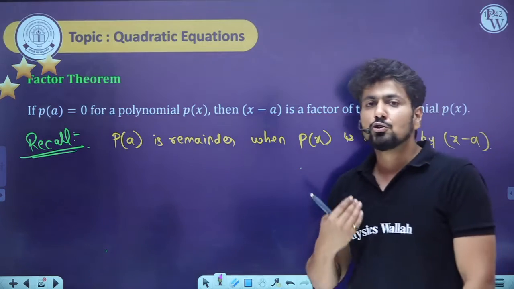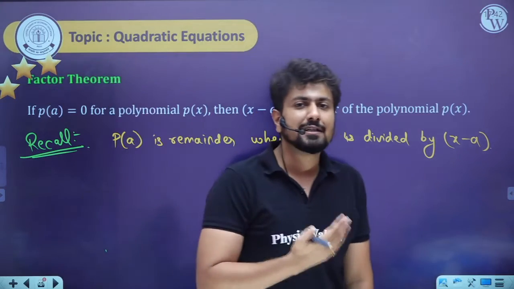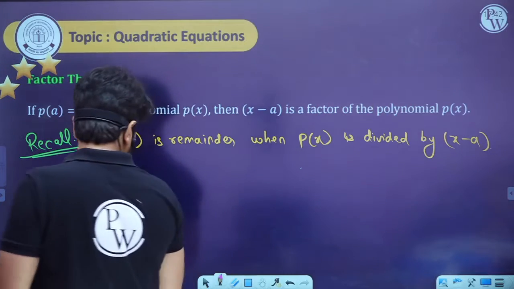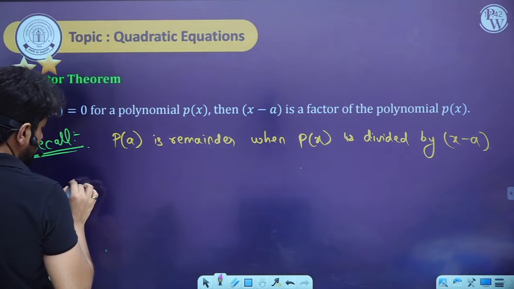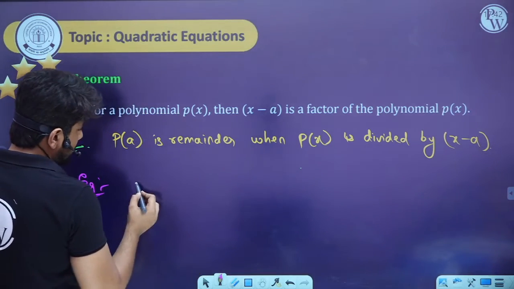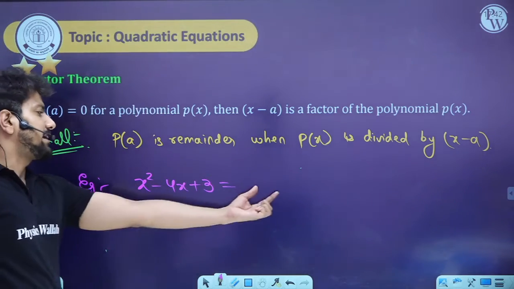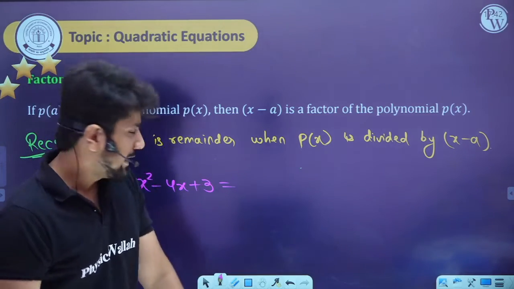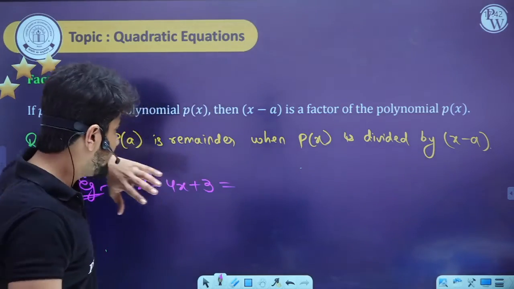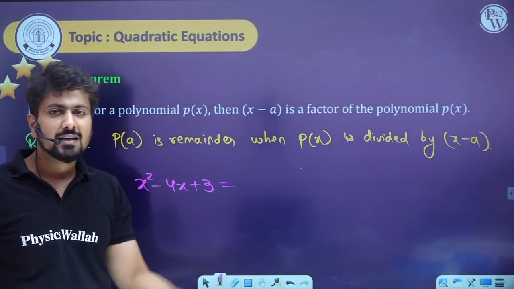We use the factor theorem to find the factors of an expression. To factorize an expression, we use the factor theorem a lot. For an example, let me take a very basic quadratic expression, x square minus 4x plus 3. I'm looking for its factors. I know that each one of you can factorize this by the middle term splitting method. Now we want to see how the factor theorem reflects in factorization.